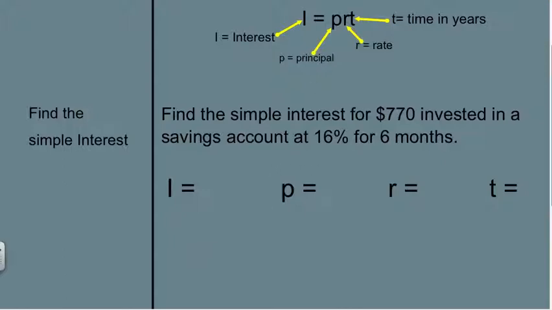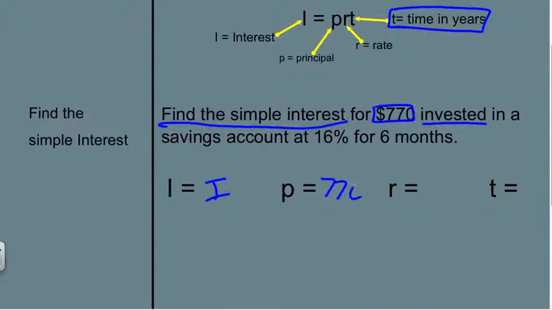All right, here is a problem, and it's not meant to trick you, but I need you to think. And I want you to focus on this right here. Find the simple interest for $770 invested in a savings account at 16% for 6 months. So right away, find the simple interest. I don't know that, so this is going to be I. $770 invested, that's how much I started with. 16%, my rate is 16% or 0.16.